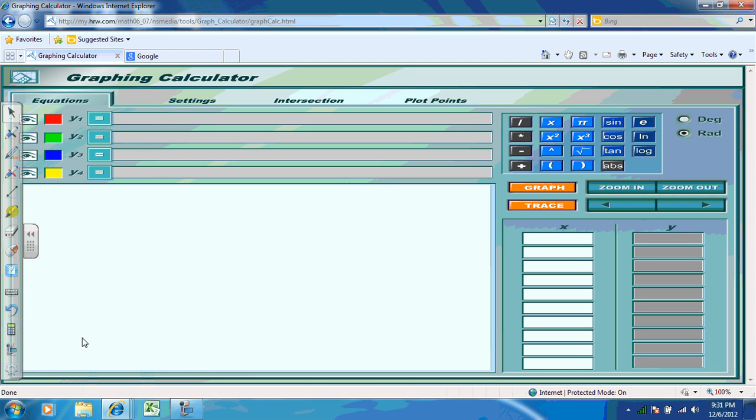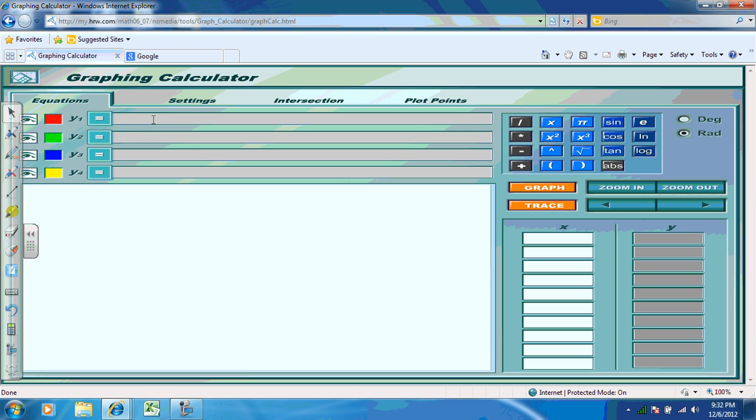Hello, this is Sammy Mejri, and my goal tonight is to help you understand this idea of slope and y-intercept for linear equations. So this graphing calculator that I found online is free, and it allows you to understand the idea of slopes.